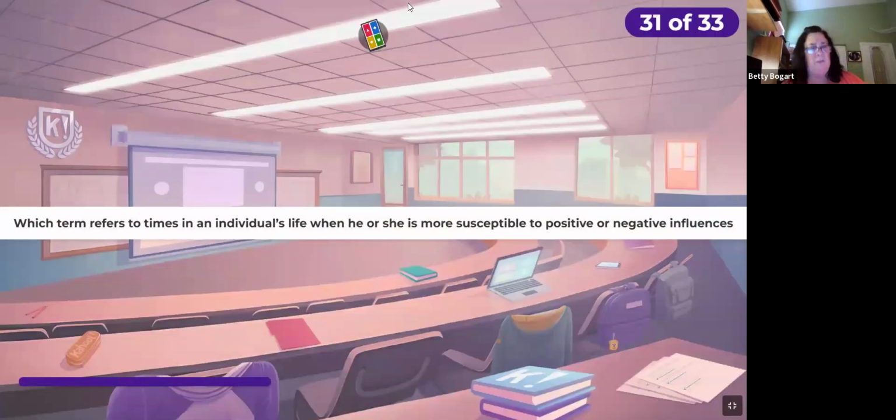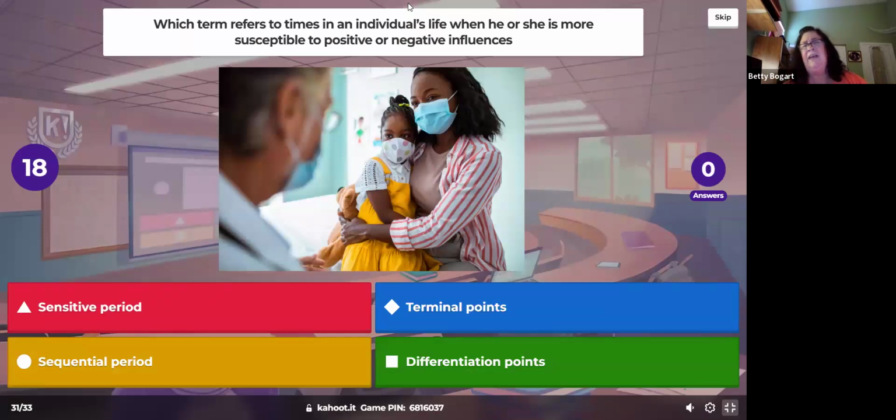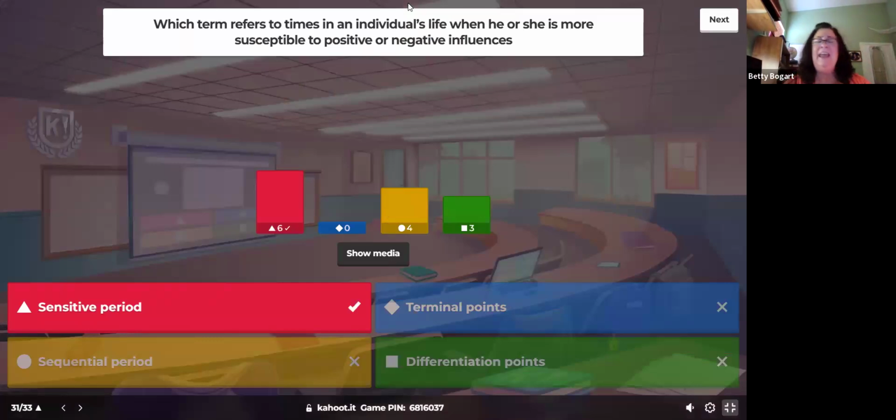Which term refers to a time in an individual's life when he or she is more susceptible to positive or negative influences? Again, this is just a definition out of your book. Always go through and read those definitions at the beginning of your chapters, and look at them. It's basically just called a sensitive period. It's the time where they're susceptible, they're sensitive to it. It's as easy as that.